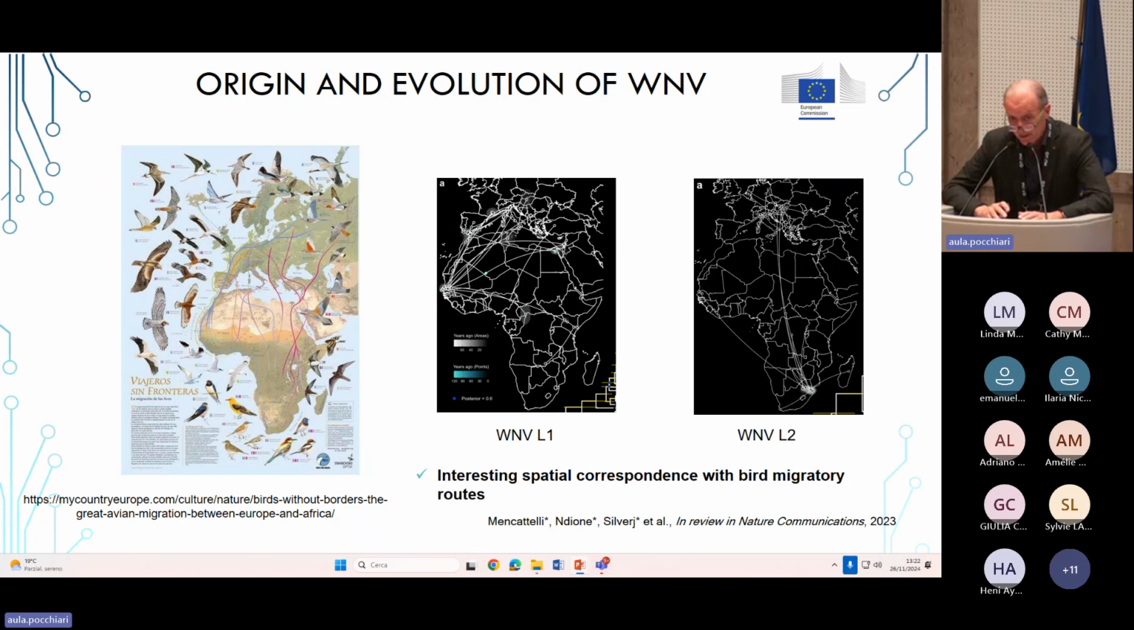And if you look at the results of this study, and we see on the left side the migratory routes, you can see how there is a correspondence between birds' migratory routes and the phylodynamics of the viruses.